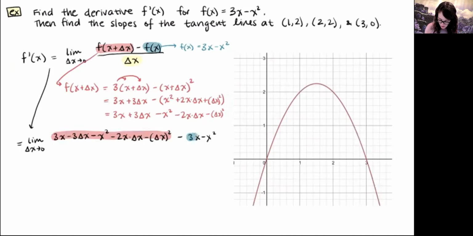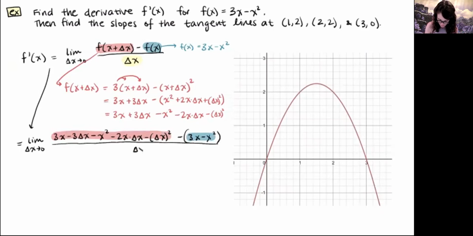Now we're going to be subtracting all of this, and it has 2 pieces to it separated by a minus sign. So it's very important to make sure that we have parentheses around the f of x in the definition here that we're using.